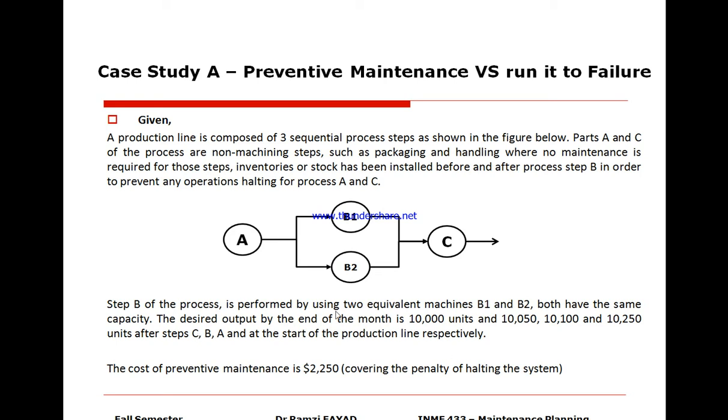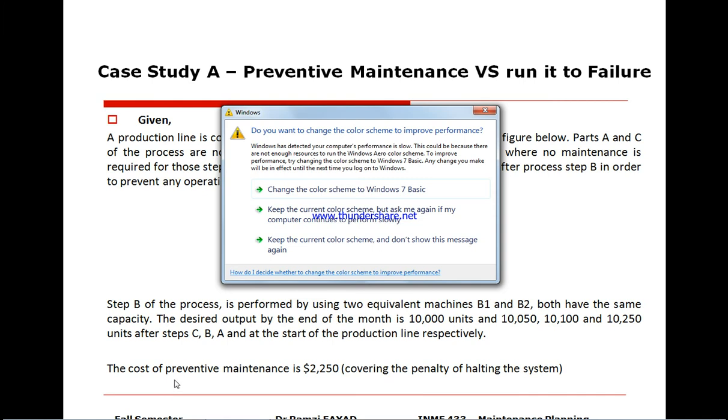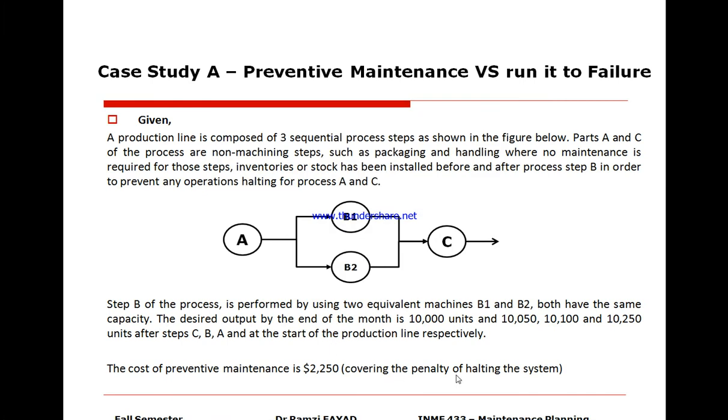Step B of the process is performed using two equivalent machines, B1 and B2. Both have the same capacity. The desired output at the end of the month is 10,000 units, and 10,050, 10,100 and 10,250 units after step C, B and A, and at the start of the production line. Therefore, the decrease in those values means that we have scrap. But the finished units after C, the desired demand, is 10,000 units. The cost of preventive maintenance is 2,250, covering the penalty of halting the system, which we'll come back to in a bit.